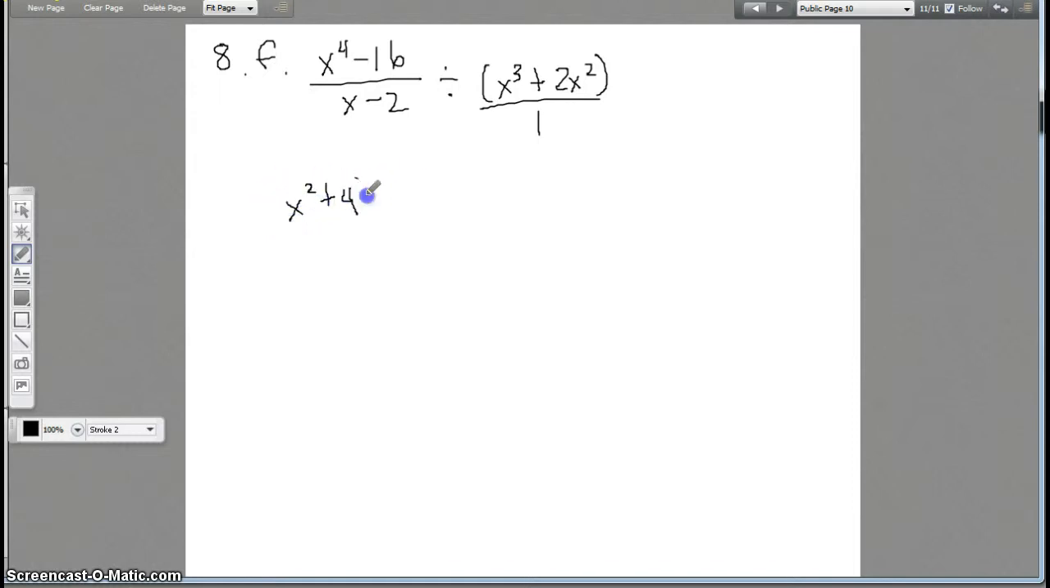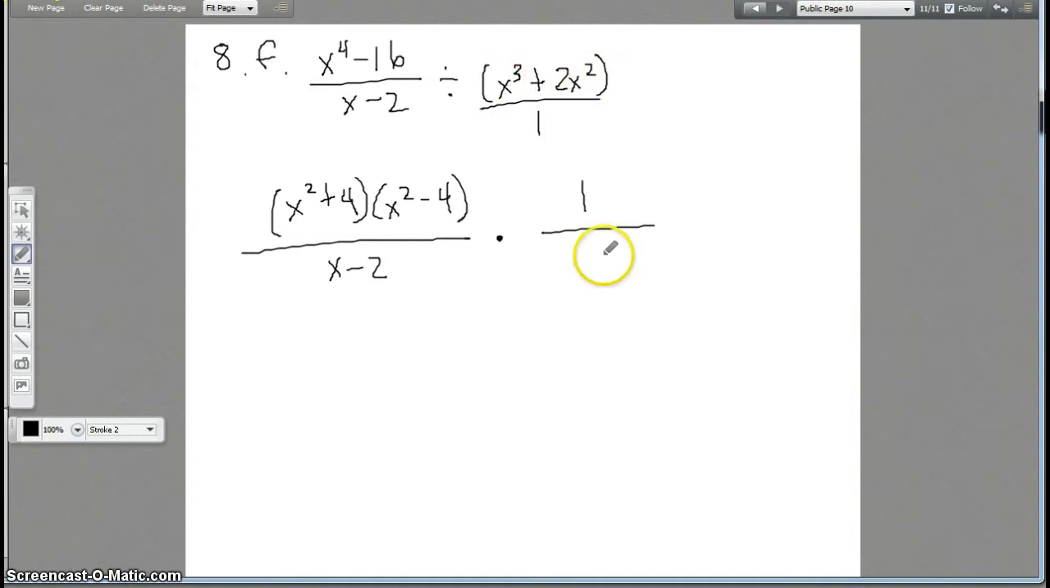(x squared plus 4) times (x squared minus 4). And then our denominator is x minus 2. And then we change our divided to a times, and we flip over our fraction. But I'm going to go ahead and factor this. We have an x cubed and an x squared, so I can factor out an x squared. And we end up with x squared times (x plus 2). Now it doesn't look like there's anything to cancel out at this point, but x squared minus 4 can be factored. That's also a difference of 2 squares.